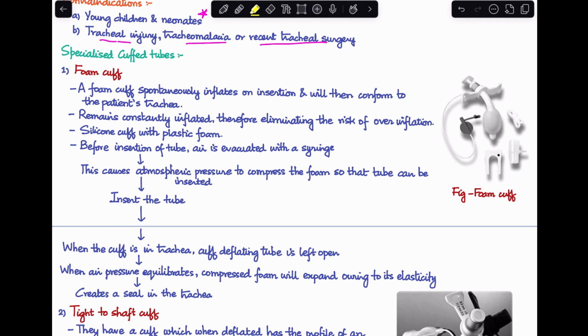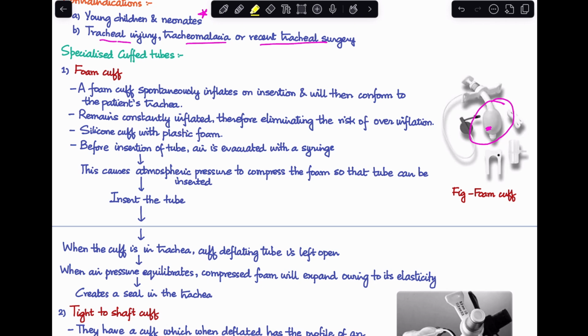Now, what is the mechanism here? This is basically a silicone cuff. If we look at the image, this is what it looks like. This is a foam cuff. So, this is a silicone cuff which has a plastic foam inside. Before inserting the tracheostomy tube, we first evacuate the air from the cuff with the help of a syringe. Why are we doing this? This is done so that the atmospheric pressure will be able to compress this plastic foam inside so that the tube becomes easy to insert.